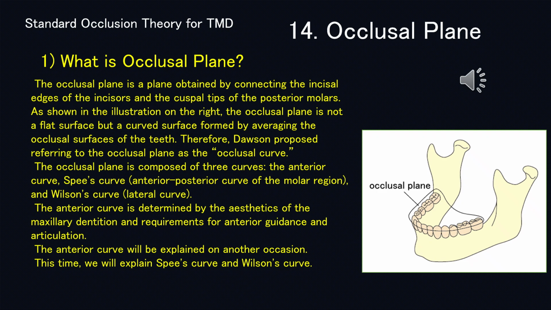The occlusal plane is composed of three curves: the anterior curve, Spee's curve, the anterior-posterior curve of the molar region, and Wilson's curve, the lateral curve. The anterior curve is determined by the aesthetics of the maxillary dentition and requirements for anterior guidance and articulation. The anterior curve will be explained on another occasion. This time, we will explain Spee's curve and Wilson's curve.